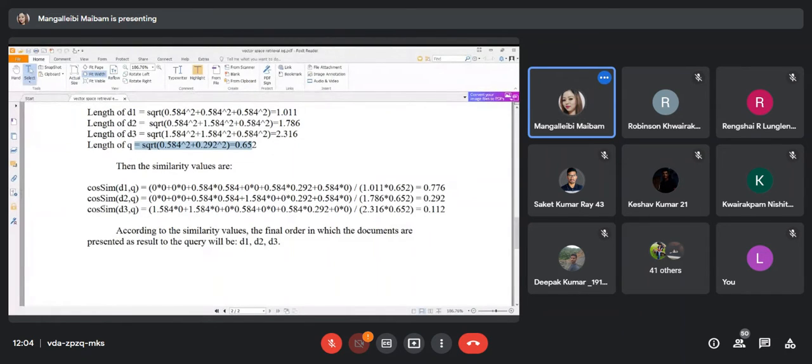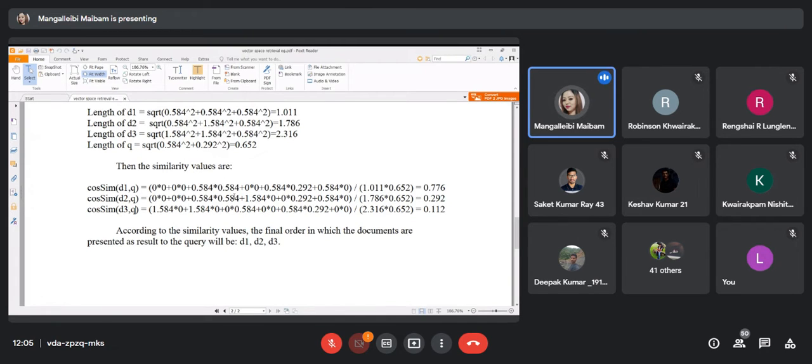For cosine similarity, you can find between the documents, and also you can find between the document and the query. So D1 and the query, D2 and the query, D3 and the query. Normally it is just to find the similarity between the document and the query, so that we can find out which document has the maximum cosine similarity with the given query.